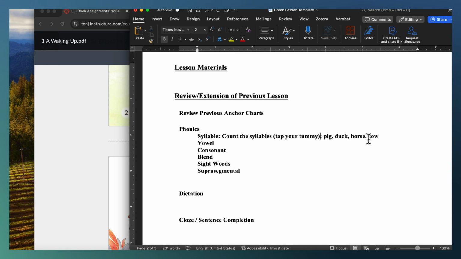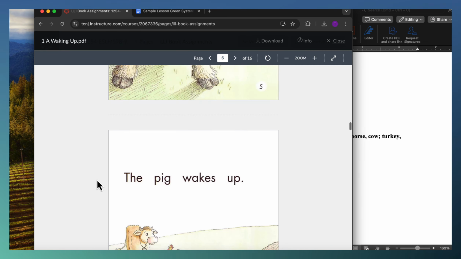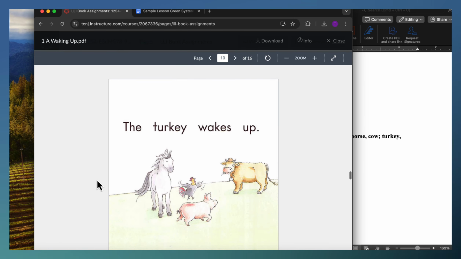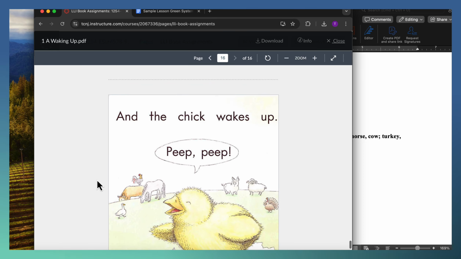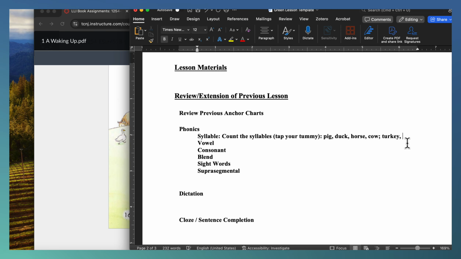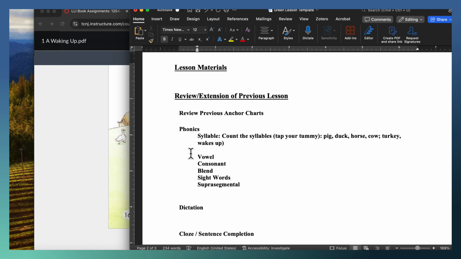Okay? Once they can count with 1, then I throw them a curveball and I say turkey. And they may need a little bit of support for that one, because now we're going on to two syllables, and that might be an issue. Okay. And I might also say wake up, or wakes up. It's a phrasal verb, but I can still get them to count the syllables.